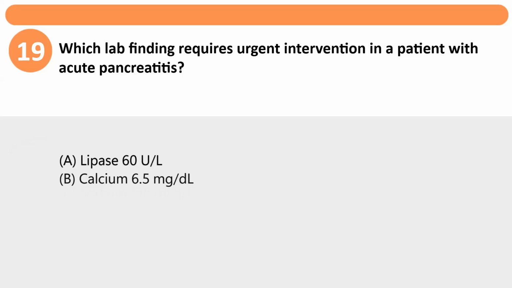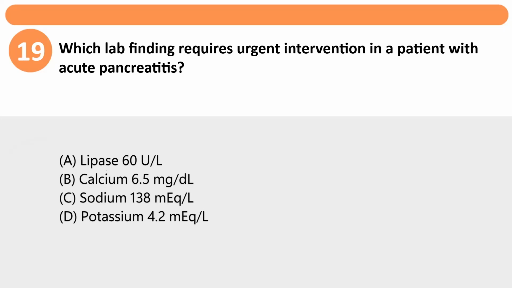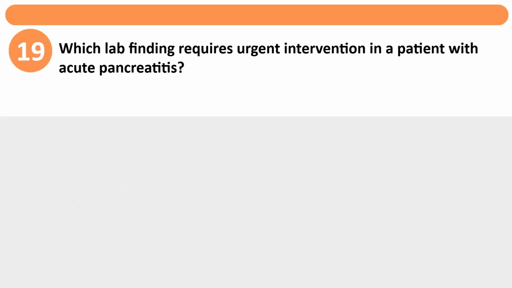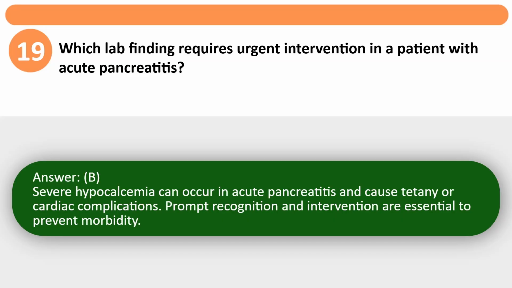Which lab finding requires urgent intervention in a patient with acute pancreatitis? A. Lipase 60 U/L. B. Calcium 6.5 mg per deciliter. C. Sodium 138 milliequivalents per liter. D. Potassium 4.2 milliequivalents per liter. Answer, B. Severe hypocalcemia can occur in acute pancreatitis and cause tetany or cardiac complications. Prompt recognition and intervention are essential to prevent morbidity.